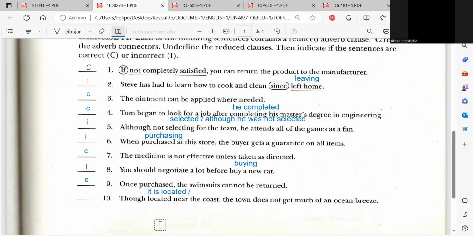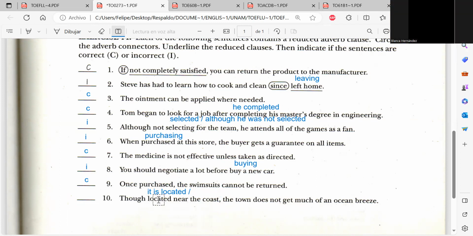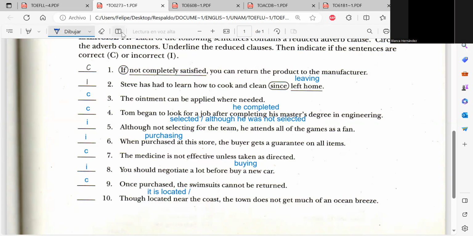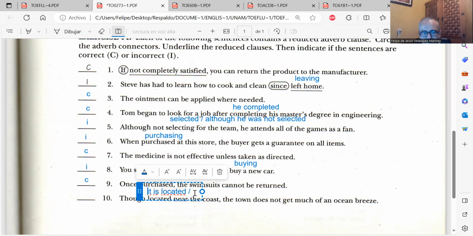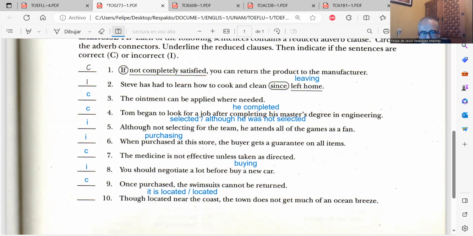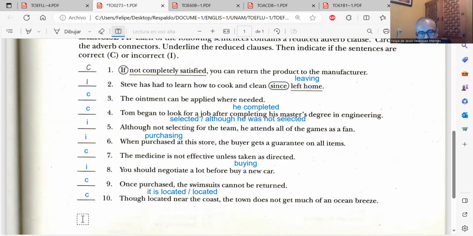Yes. Now, doing the reduction, what is the repetition? The town and it. And we eliminate the auxiliary verb. If we eliminate the town, it, we eliminate the auxiliary verb. Yes. What do we have? Of located. Though located. So, and what do you have here? Though located, no? So then it is correct. Correct. It is correct.